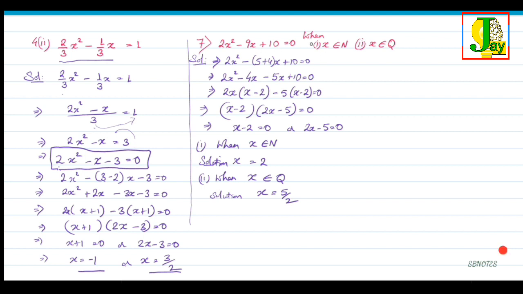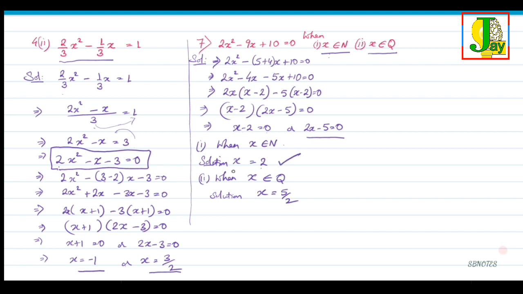Now let us see this question. Here you have to find the value of x or the roots when x belongs to natural numbers and when x belongs to rational numbers. In the first process, when we split the middle term and factorize it, we get x minus 2 equals 0 and 2x plus 5 equals 0. Now when x belongs to natural numbers, we get x equals 2, but we cannot take the other one because here we get x equals minus 5 by 2, which is not a natural number.